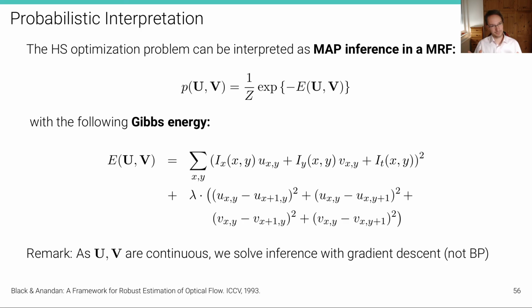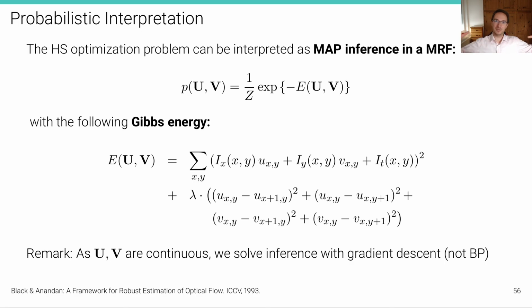So here's the connection of the optical flow problem to map inference in an MRF. We have the Gibbs formulation that we are already familiar with. This is the distribution over U and V, equal to 1 over the partition function times exp of minus the energy of U and V, where the so-called Gibbs energy is defined by the energy that we have just derived, right?